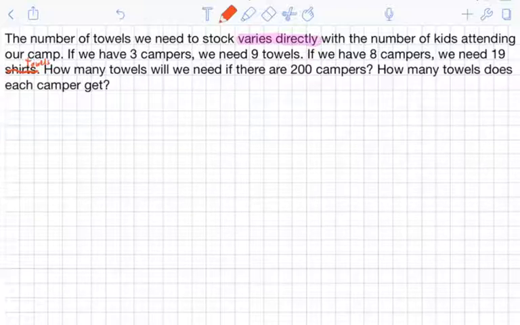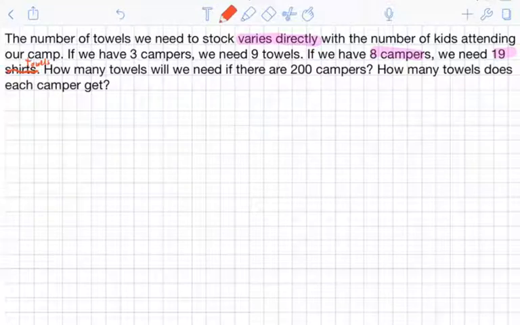So the impulsive thing to do would be to divide 9 by 3 and say each camper gets 3 towels. But if we did that, then if there's 8 campers, 8 times 3 is 24, but I said that 8 campers is 19 towels. What's going on here? So it turns out that linear relationships allow for a little bit of subtlety that I'm going to go into in a second.